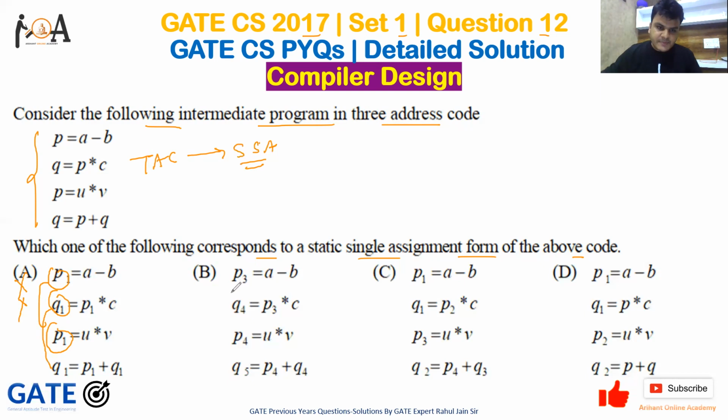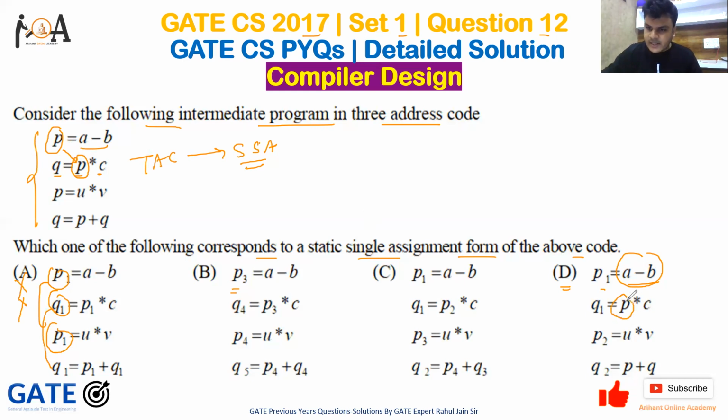Suppose they have used P3 equals, okay, let's do D first. P1 equals A minus B. Now, P equals A minus B, so for this P, they make it P1. So the value of P1 is A minus B. Now, Q equals P into C. So whatever value the variable P holds here will hold here. So P1 equals A minus B, then Q1 equals P into C they have mentioned.